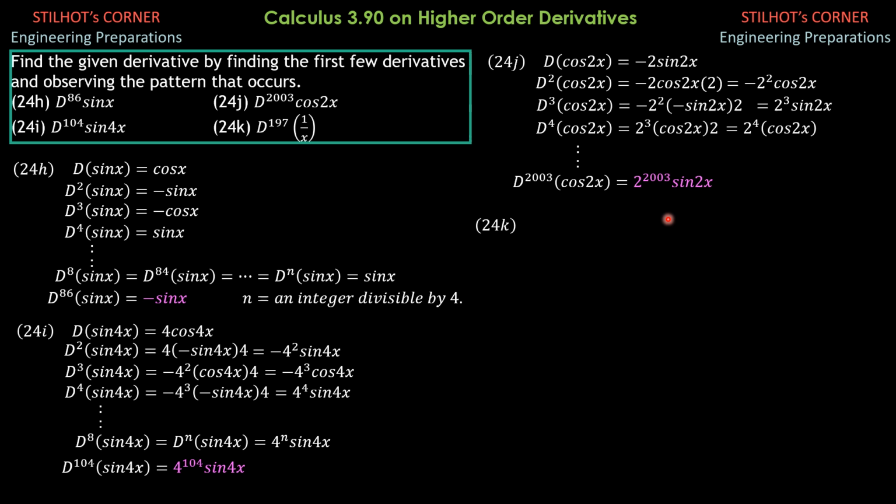Then 24K, the 197th derivative of 1 over x. We rewrite this as x to the negative 1. The first derivative of x to the negative 1 is negative 1 x to the negative 2, or negative x to the negative 2. The second derivative is negative 1 times negative 2 x to the negative 3, so that means it's 2x to the negative 3.